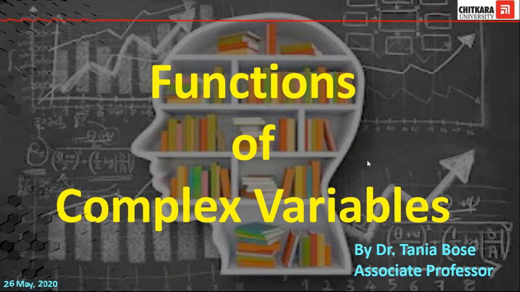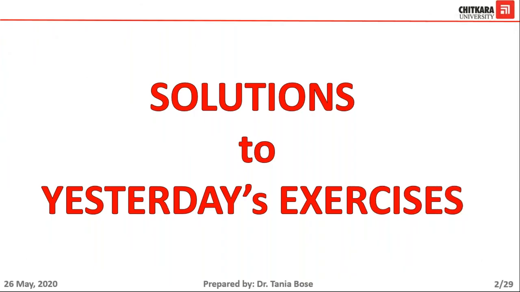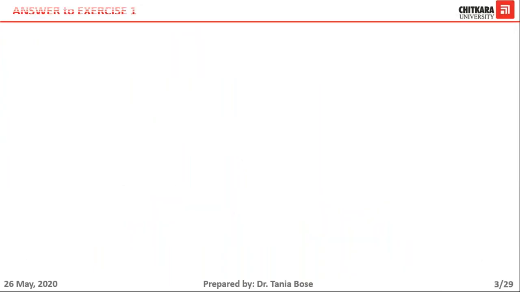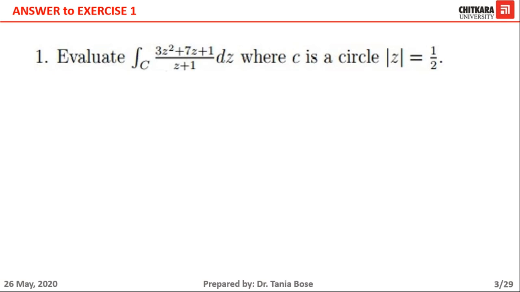So let's discuss the problems that I gave you yesterday. This was the first problem. Evaluate the integral over C, 3z squared plus 7z plus 1 upon z plus 1 dz, where C is the circle, mod z equal to half.